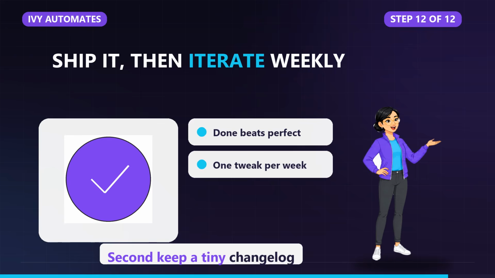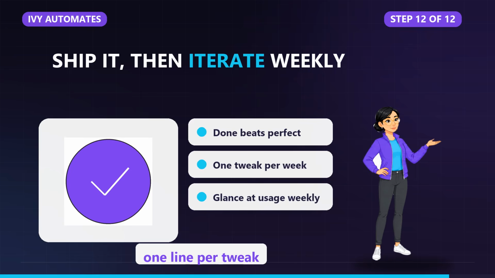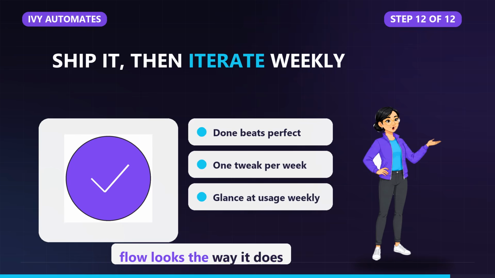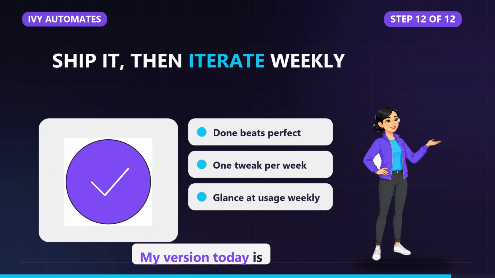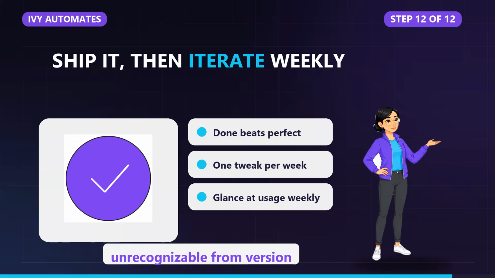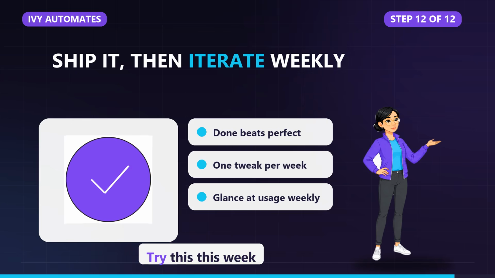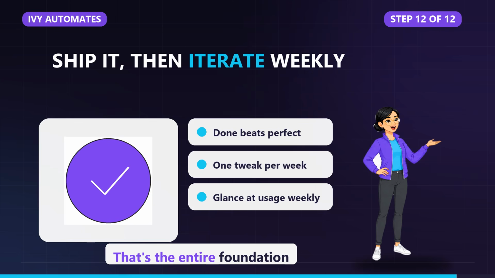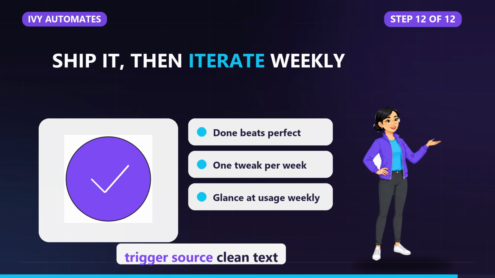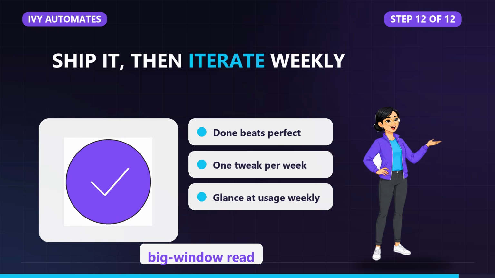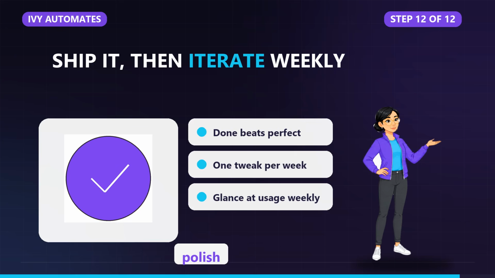Second, keep a tiny changelog, 1 line per tweak, so future you knows why the flow looks the way it does. My version today is unrecognizable from version 1, and version 1 still saved me an afternoon on its first day. Try this week: build steps 1 through 6. That's the entire foundation: trigger, source, clean text, big window read. Everything after that is polish.